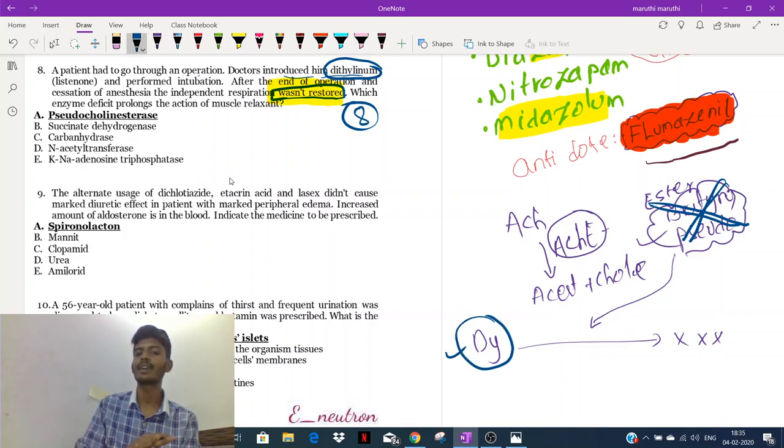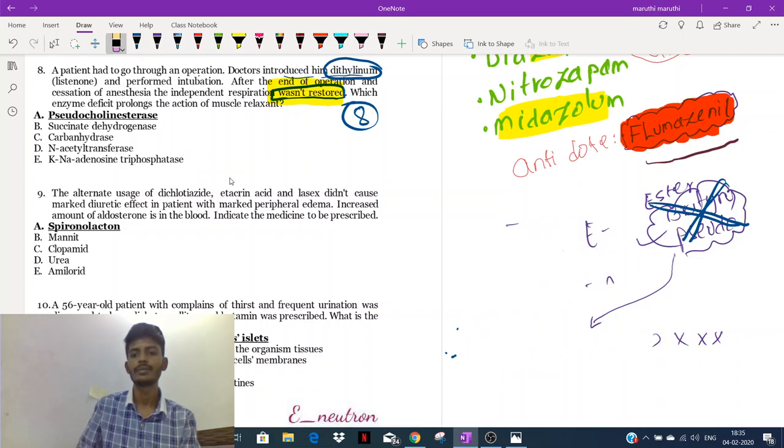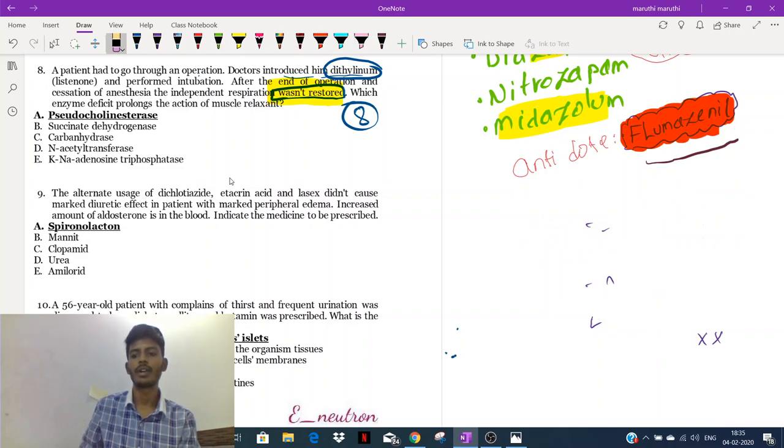Ditalinum is what? Myorelaxant. Means it will do relaxation of the muscle. When muscle goes more relaxed, what will happen? The person will experience paralysis. Okay. So this is the story of our question number 8, which we already discussed. This is a repeat question. Okay. Chalo, let's go to the next question. What is it?